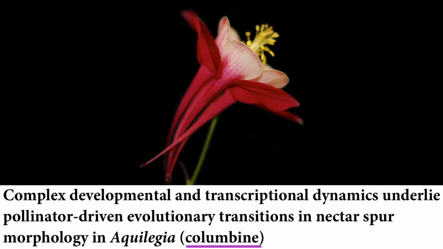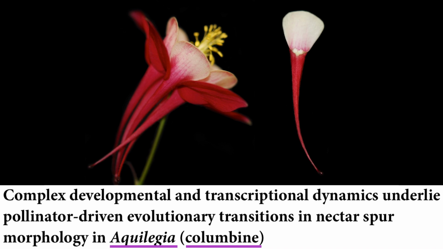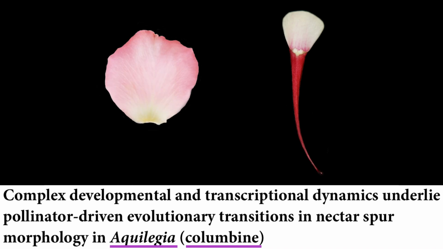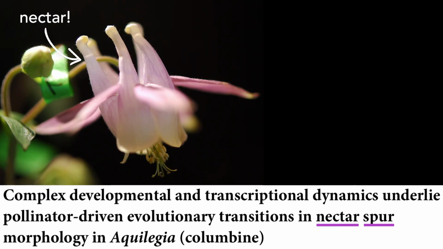So columbine flowers, aka the genus Aquilegia, make crazy petals. Look at them! They're nothing like your typical paper-thin, flat rose petal. Columbines make 3D petals. The 3D structure is called a spur. It secretes nectar as a reward for pollinators.